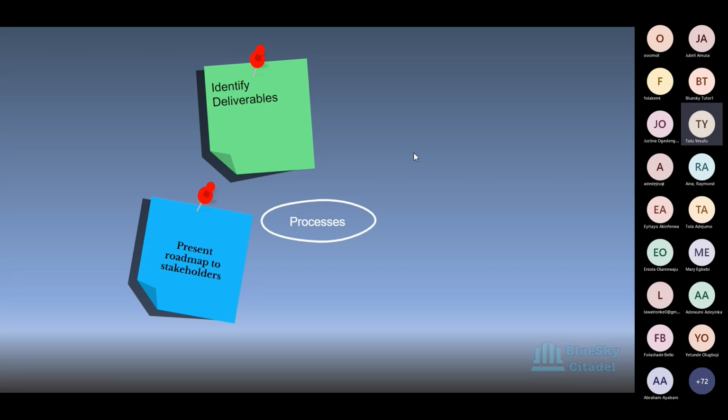Now, present roadmaps to stakeholders. I think we've touched on that very briefly as well. As BAs, as Scrum Masters, if you find yourself in that position, you should have the confidence to present your product roadmap to stakeholders and the organization. You should have that confidence to present it in front of them.